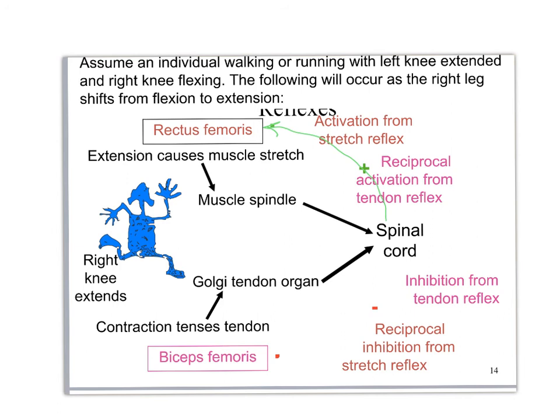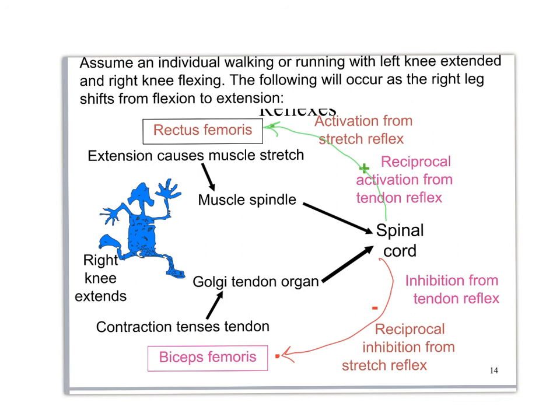Whereas over here, you are going to have the contraction of the biceps femoris triggering the Golgi tendon organ, which is responding to contraction. That sends a signal to the spinal cord, which then sends an inhibitory signal back to here, telling it to stop. So they're both functioning at the same time, triggering opposite things in the agonist and the antagonist. I hope that makes sense.